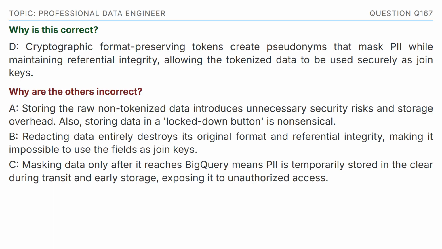A. Storing the raw non-tokenized data introduces unnecessary security risks and storage overhead. Also, storing data in a lockdown button is nonsensical. B. Redacting data entirely destroys its original format and referential integrity, making it impossible to use the fields as join keys. C. Masking data only after it reaches BigQuery means PII is temporarily stored in the clear during transit and early storage, exposing it to unauthorized access.